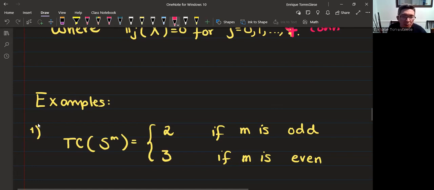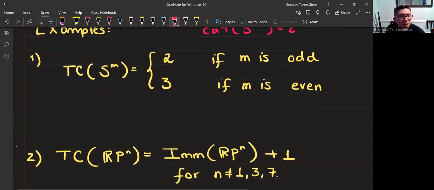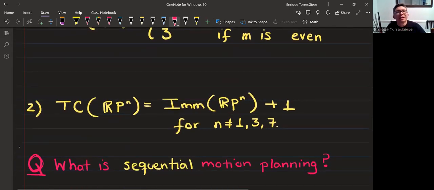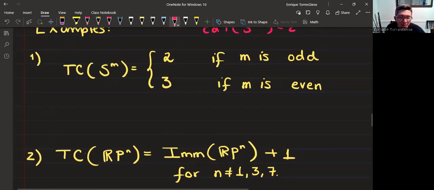And this is to be contrasted with, for instance, the category of a sphere, which is always 2. So the topological complexity is detecting the parity of the dimension of the sphere that we are using. So that's a nice property, and more can be said. For instance, in this case, I have this example. I'm not going to try to prove it, of course. It takes quite a bit of time.